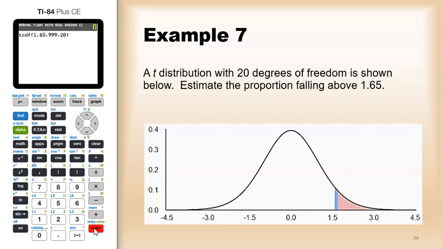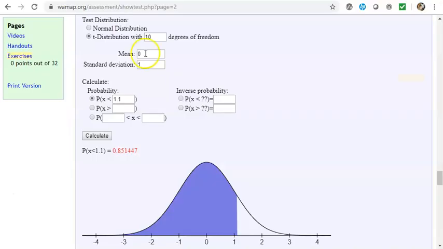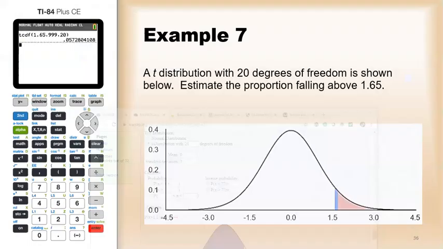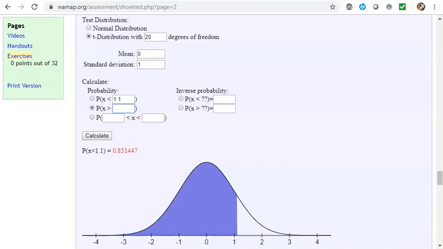With the older calculators, you might have to type it in just like this: tcdf 1.65, 999, 20. And we get 0.0573. So on this one, change it to 20 degrees. I want to be above, and what was it again? I think 1.65, yeah, that's what I thought. Compute. 0.05728.